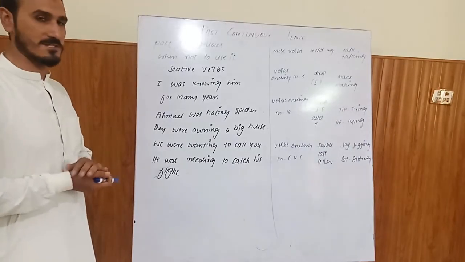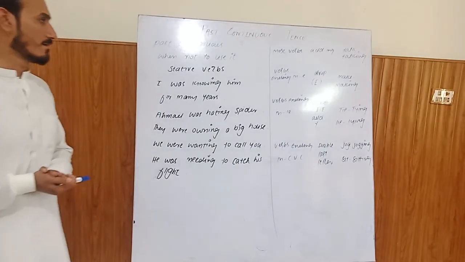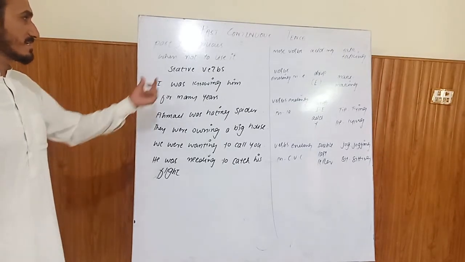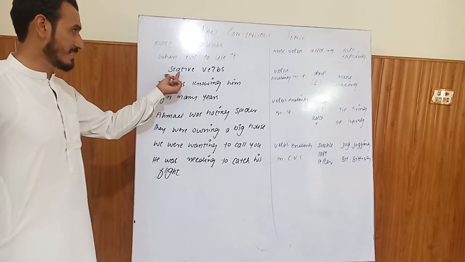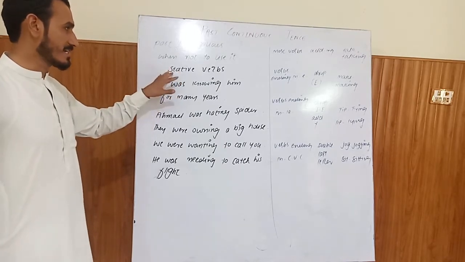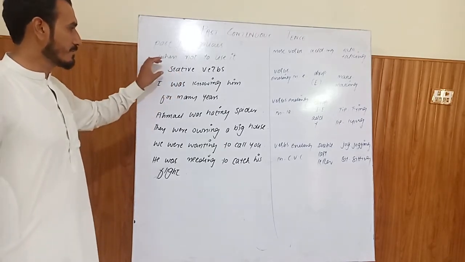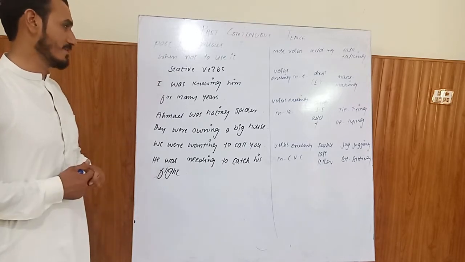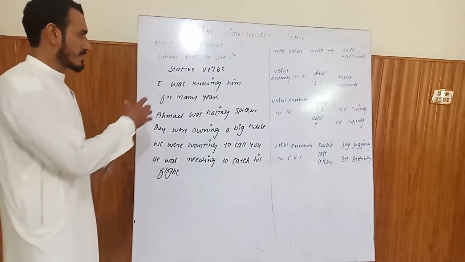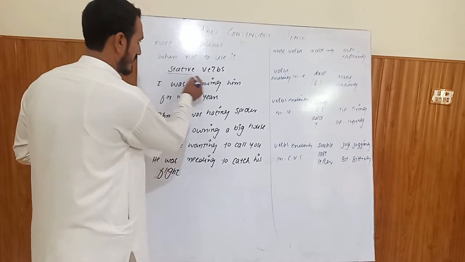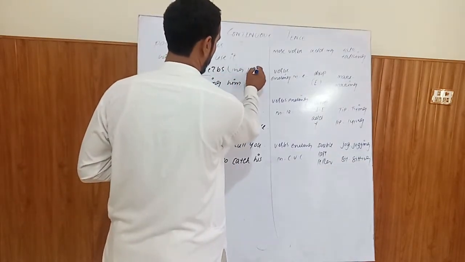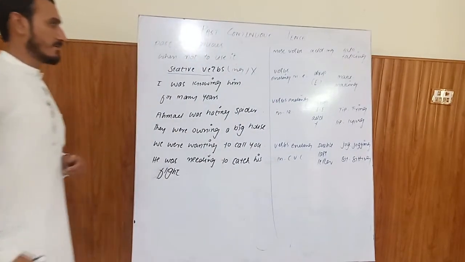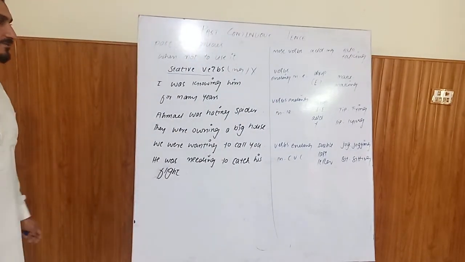Stative verbs represent a state that might be physical or emotional. A stative verb describes a state. Clear? And with a stative verb we are not using ing. With a stative verb we are not using ing.